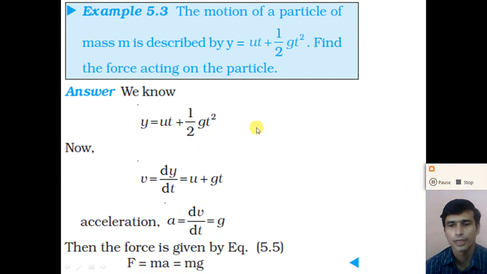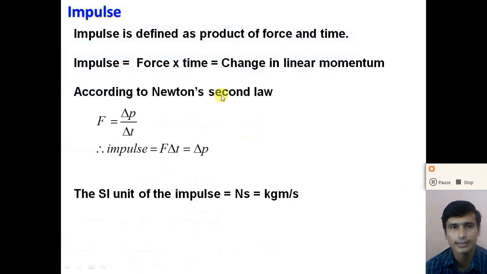Understand? Now we go to the next exam point, the impulse of force, or we can simply say impulse. What is impulse? Suppose we apply a force on a body, and due to the force the body moves. The change in linear momentum depends on how much time we apply the force on the body. The product of the force and the time is called the impulse of the force.